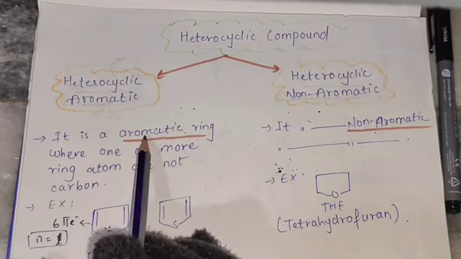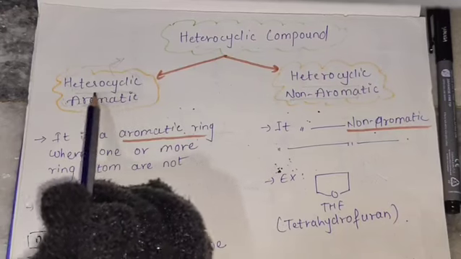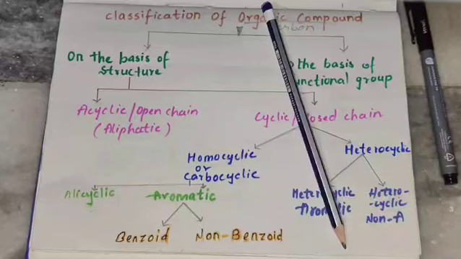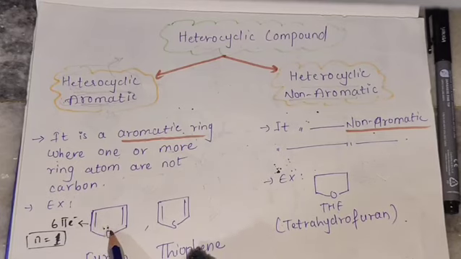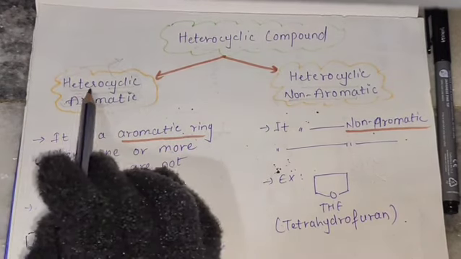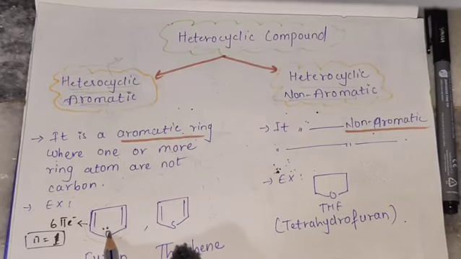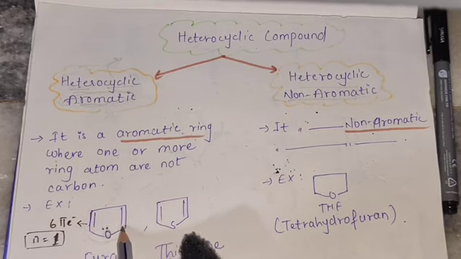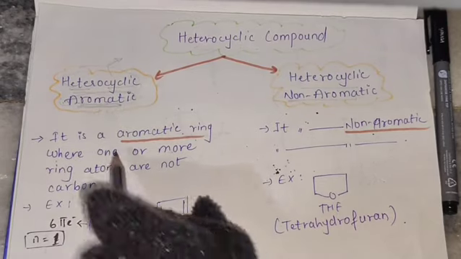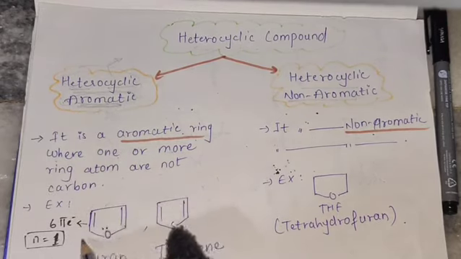So it is an aromatic ring where one or more ring atoms are not carbon. That means one or more than one ring atom should be different from a carbon atom. See this example, it is a cyclic ring. Hetero means one or more ring atoms are different. Here one atom is oxygen, the others are carbon, two different atoms. That means it is a heterocyclic ring. Now it should be aromatic, right? It is a type of heterocyclic aromatic compound, so it should be aromatic.